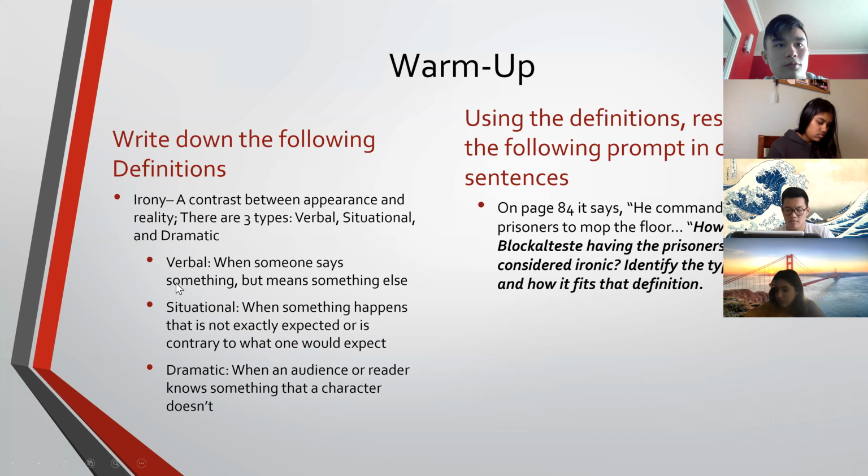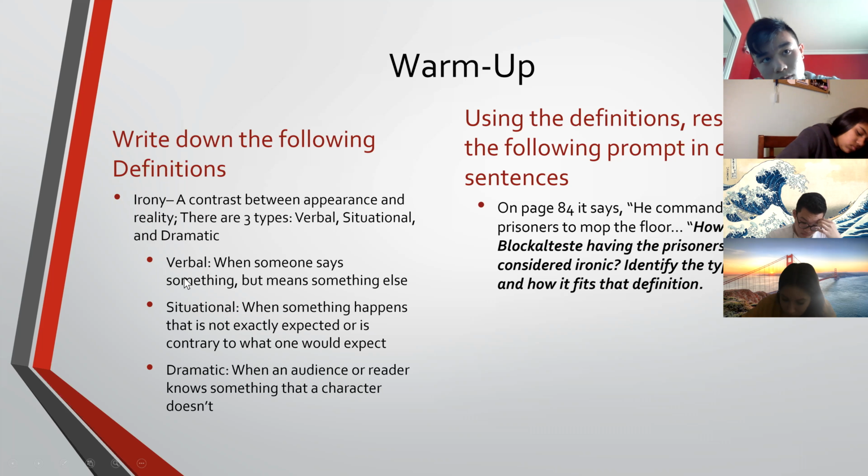You're going to write down irony, and the definition is a contrast between appearance and reality. And then you can write down that there are three types. And then the other three words and their definitions are listed on bullet points right below irony, okay? You're gonna write down what verbal irony is, what situational irony is, and what dramatic irony is.